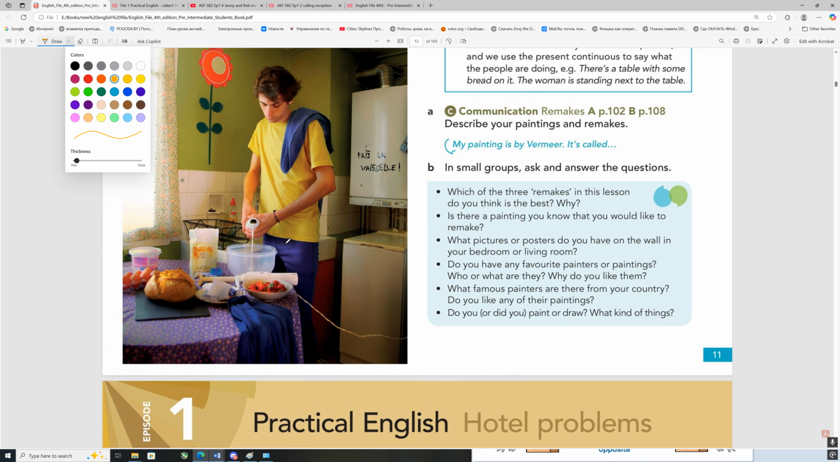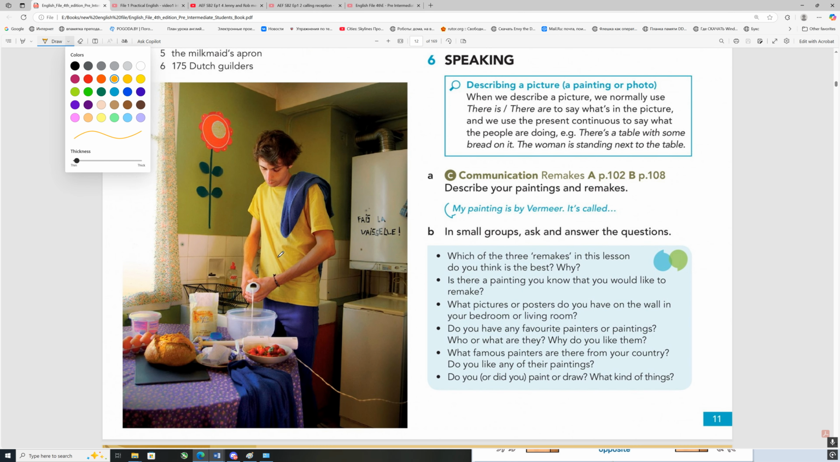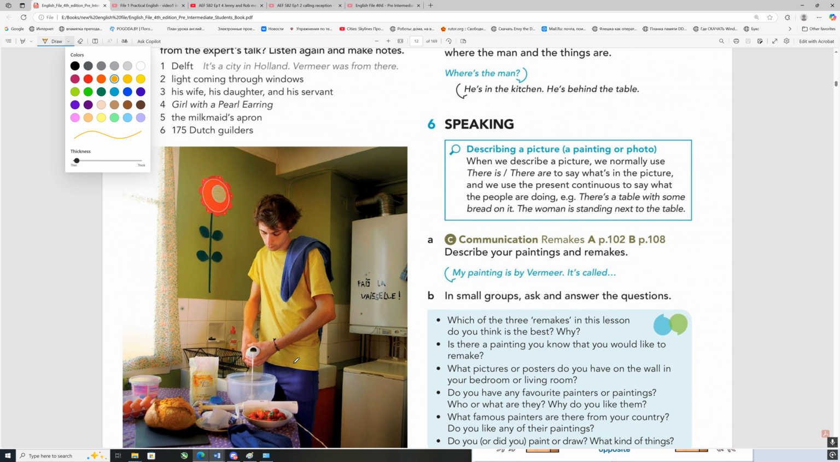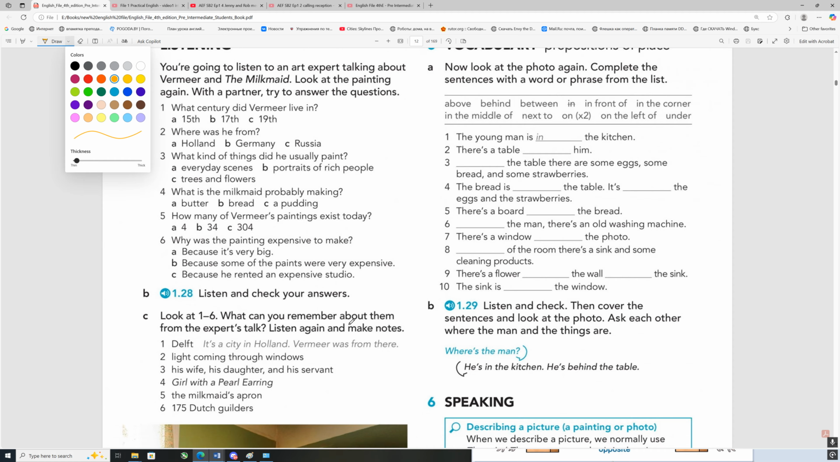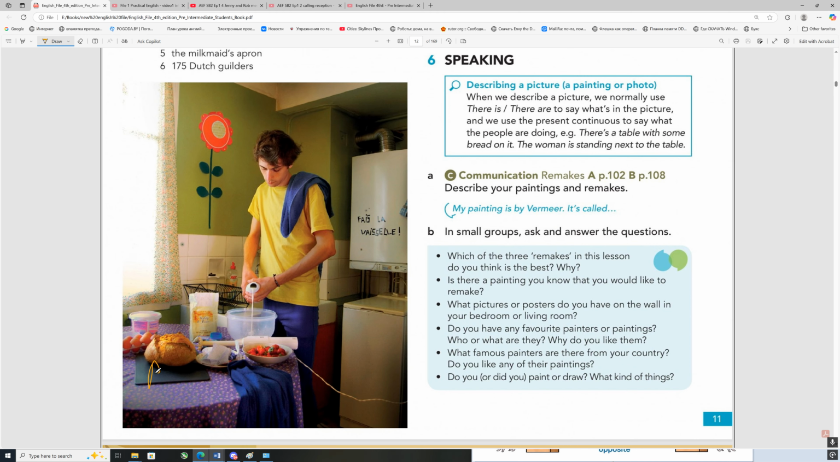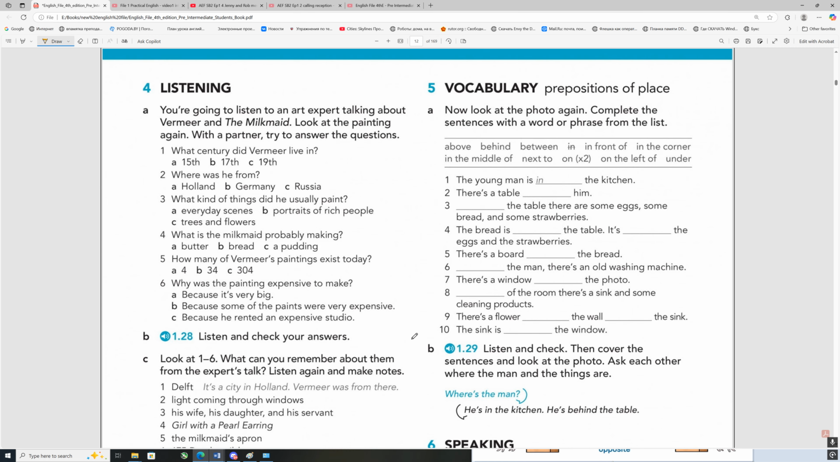So this is the photo of the man. He's pouring the milk. You see, he's pouring the milk, and there are different goods. For example, a bread, strawberry, flour, eggs. So on the table, there are some eggs, some bread, and some strawberries. So what preposition will you use?